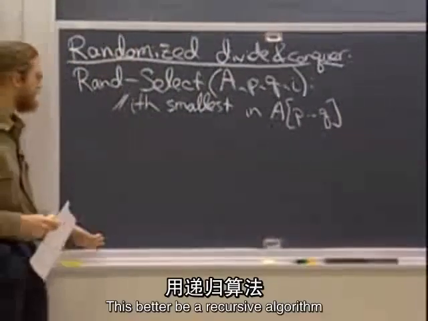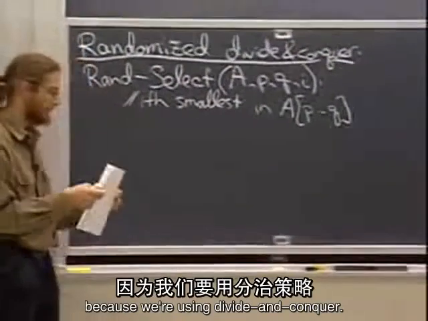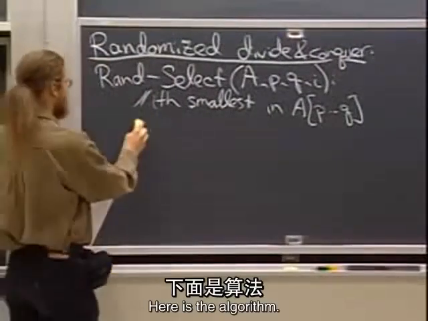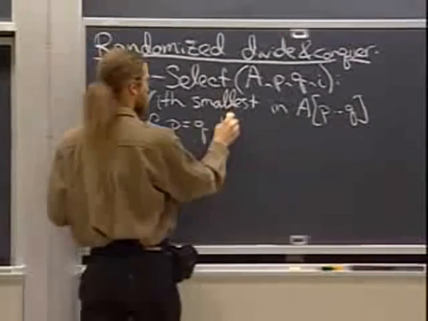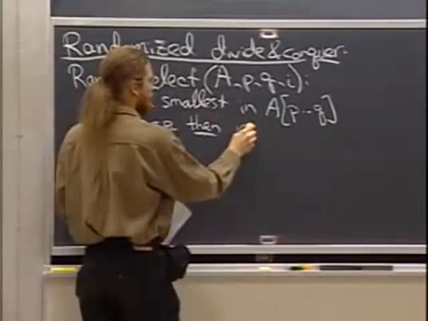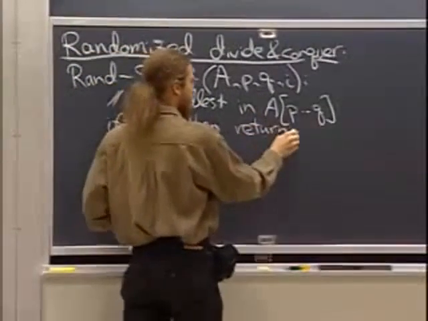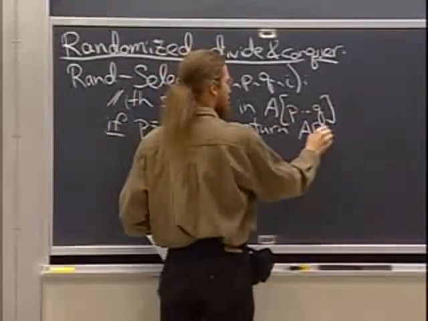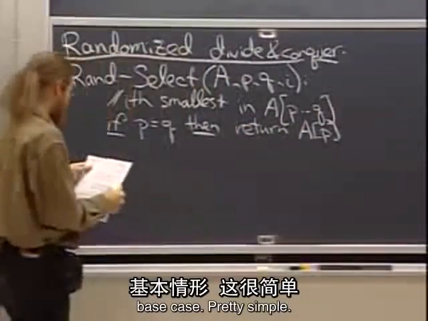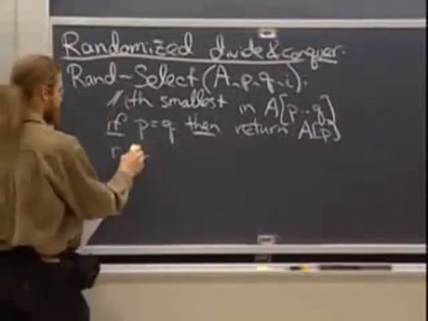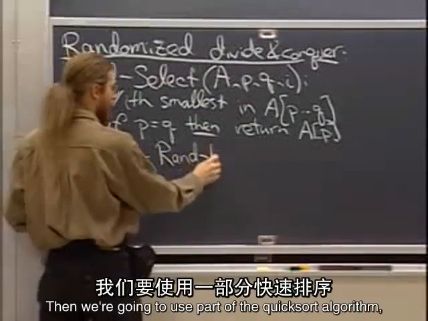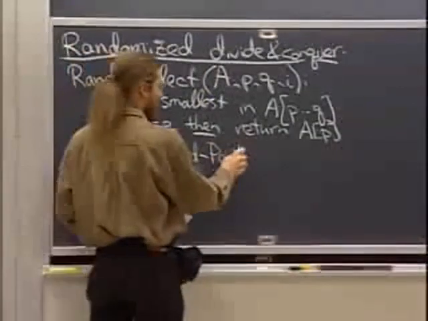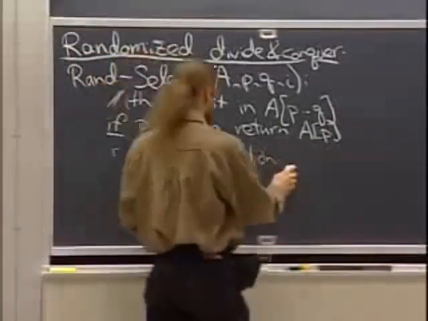This better be a recursive algorithm because we're using divide and conquer. So here's the algorithm. A base case, pretty simple. Then we're going to use part of the quicksort algorithm, randomized quicksort.